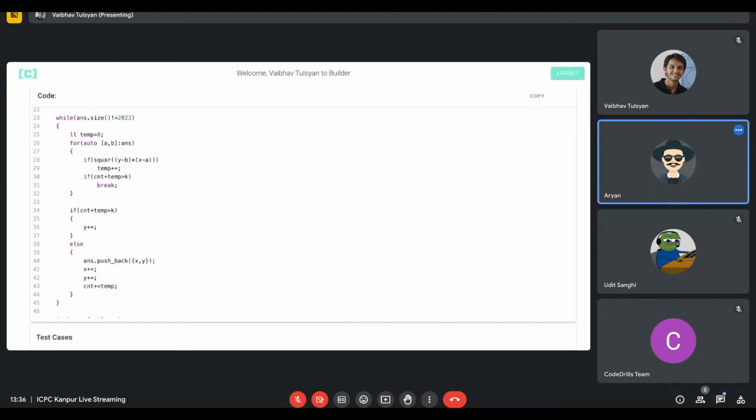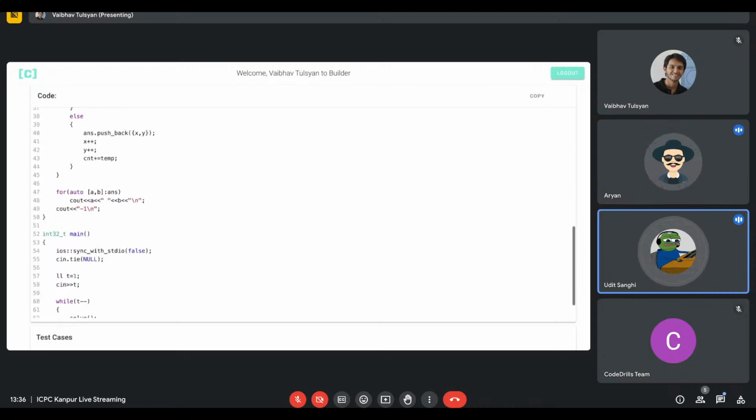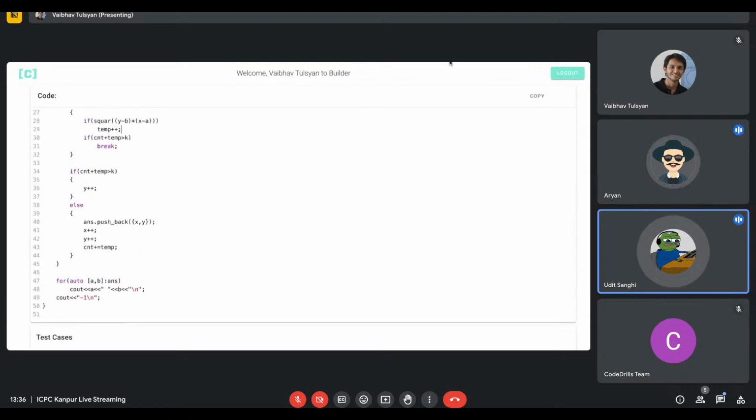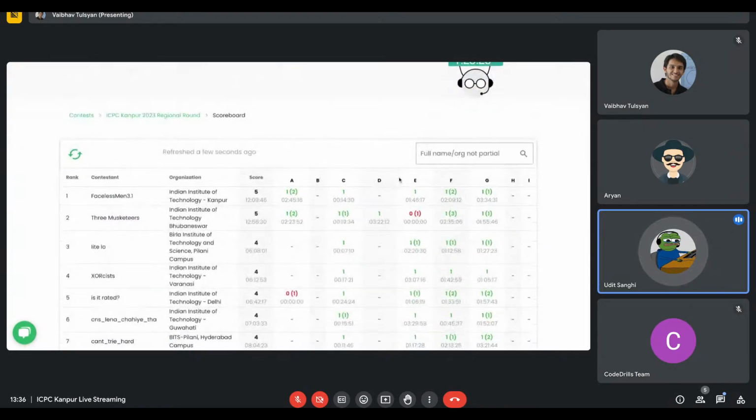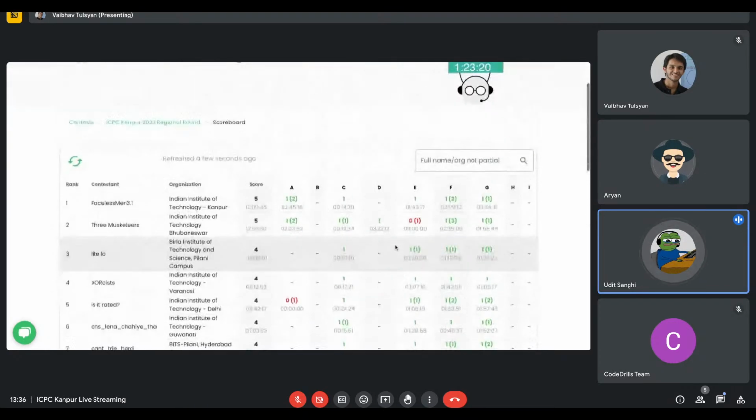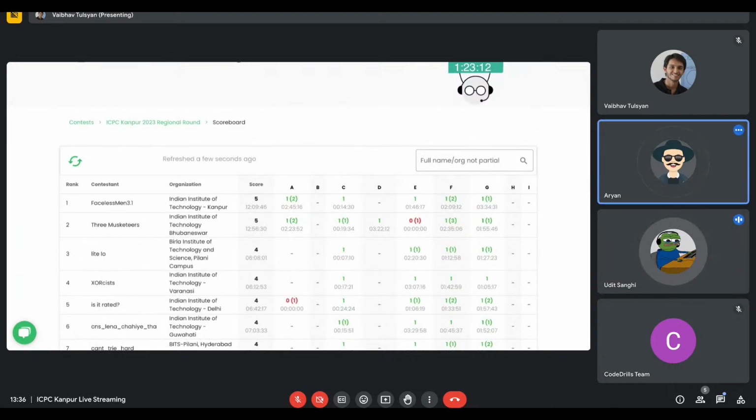And it looks like Faceless Men are at the top right now, as someone just wrote in the chat. One of their advantages is also that they have solved E. If you don't get E in the beginning, it's not one of those problems where you have a much greater chance of getting it with more time. While for a problem like D, the distribution of it being solved will tend more towards the end. So they're more likely to solve it, I guess, rather than Three Musketeers solving E.